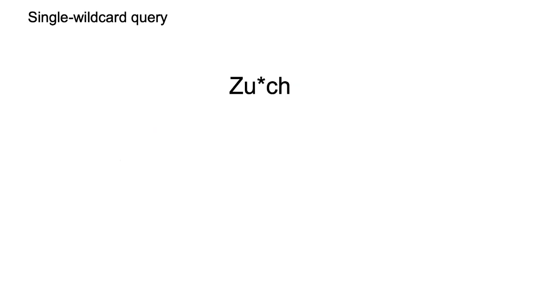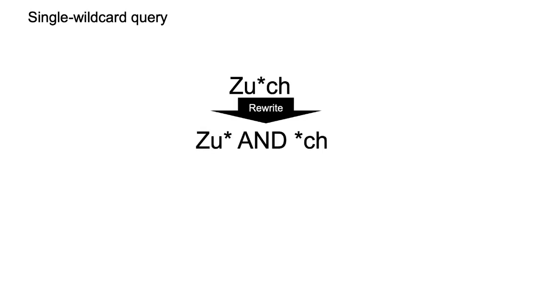So now we know how to implement the leading wildcard queries, and we know how to implement the trailing wildcard queries. What about wildcards that would be in the middle of the word, like Zu star CH? So here we could consider a first approach of, again, trying to get back to a known problem. So we could try to find the words that start with ZU and that end with CH. So I rewrite that as ZU star and star CH.